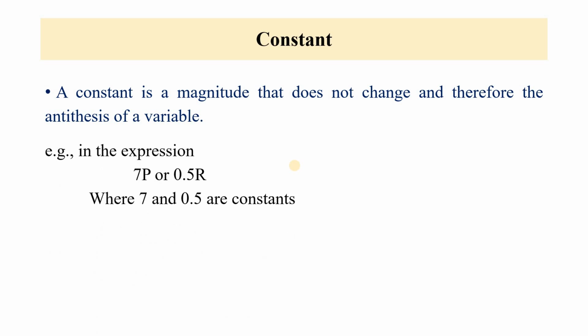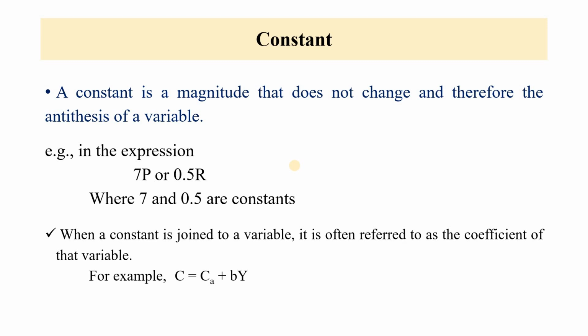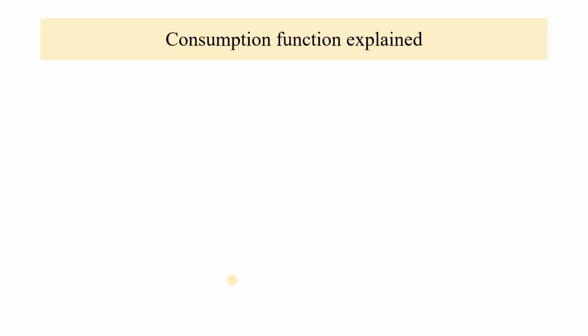For example, in the expression 7p or 0.5r, 7 and 0.5 are constants. Again, when a constant is joined to a variable, it is often referred to as the coefficient of that variable. And in that example, C equal to CA plus BY means a consumption function, where C represents consumption expenditure, CA is autonomous consumption, Y is income, and B is MPC, that means marginal propensity to consume.